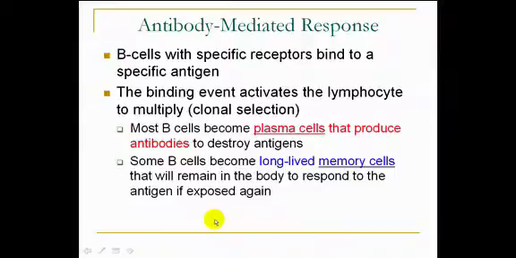Most B cells will become what we call plasma cells when they divide. They produce antibodies, which are proteins that will destroy that specific antigen that they recognize. Other B cells will become memory cells. They'll contain the receptor for that antigen, and they'll remain in the body so that they're ready to respond if you ever see that antigen again.